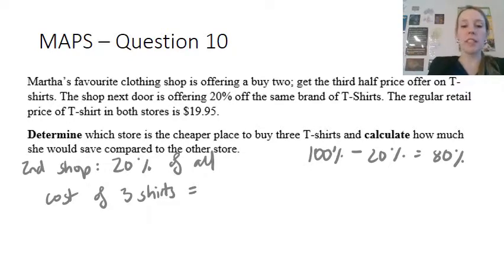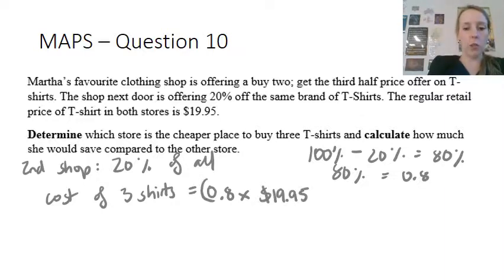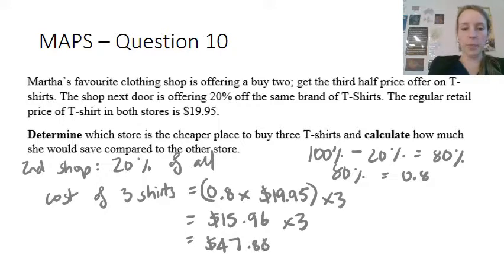So I'm going to put that into a decimal. So 80% equals 0.8. So the cost of the shirt is 0.8 times $19.95, and she's buying 3 shirts, so we're going to multiply that by 3. So each shirt then is going to be $15.96 multiplied by 3 for the 3 shirts, which is $47.88. Okay, so at the second shop they cost $47.88, and at her favourite shop it was $49.88.